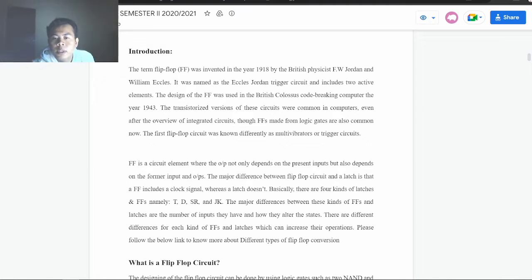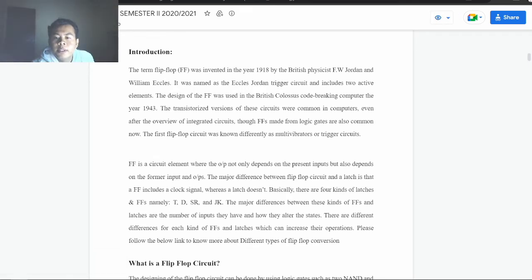The first flip-flop circuit was known differently as a multivibrator or trigger circuit. A flip-flop is a circuit element where the output not only depends on the present input but also depends on the former input and outputs. There are differences in each kind of flip-flop and latches which can increase their operation.